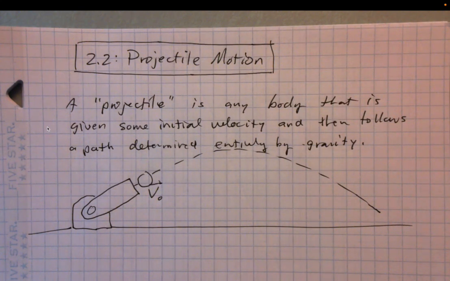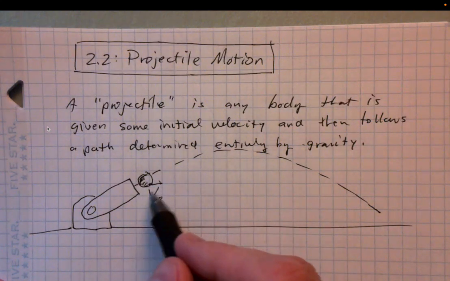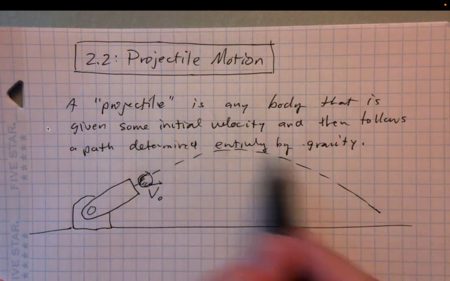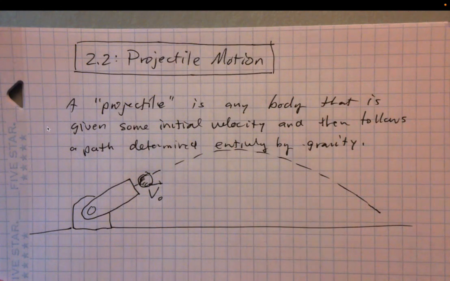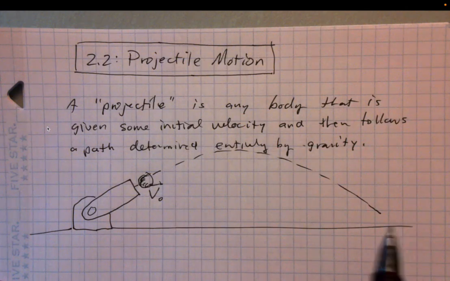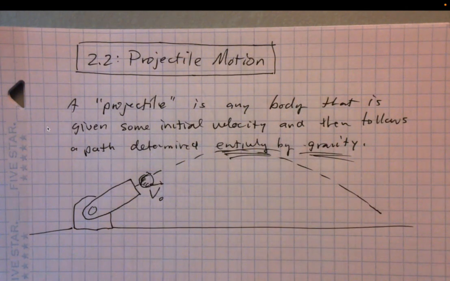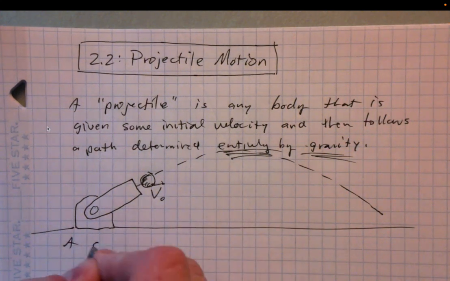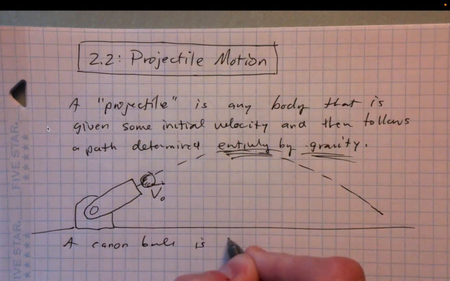But this thing is flying through space, and it has a familiar path. We know it goes up for a while and then comes down and hits the earth again. Very familiar path. That path is determined entirely by gravity. So that's really the key to projectile motion, that its path is determined entirely by gravity after an initial velocity is applied to it. So a cannonball is a familiar example.